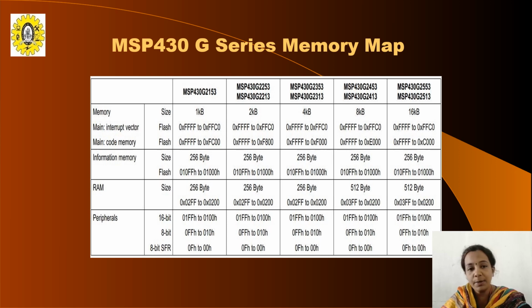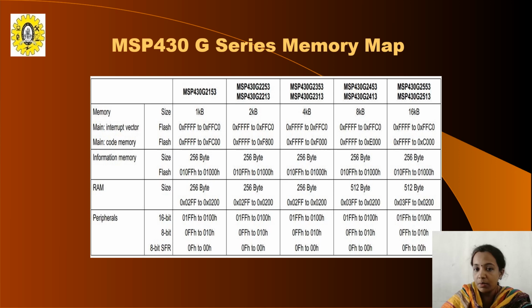So here the MSP430 G series memory map is given in the table. The memory size can be 1 KB for MSP430 G2153, but for G2253 and G22113, the memory size can be 2 KB. So based on the necessity and the application of the embedded system, we can select the microcontroller.